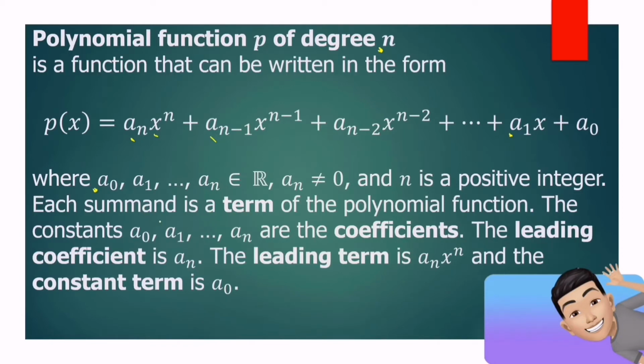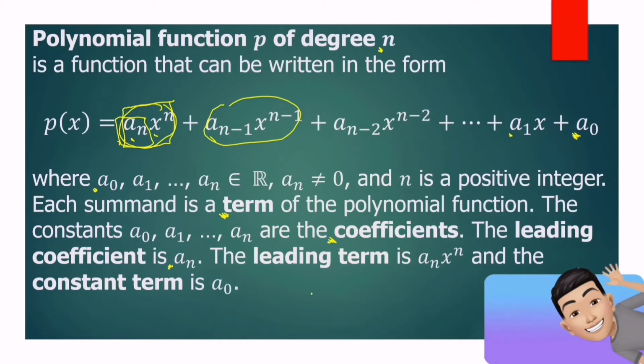And then, yung mga yan, summand natin, ang tawag dyan ay terms, and the constants from a sub 0 up to a sub n are coefficients or numerical coefficients. Ang a sub n natin is the leading coefficient, or leading numerical coefficient, and the leading term yung kasama na si x raised to n or yung specific degree, and a sub 0 obviously is the constant term, no?